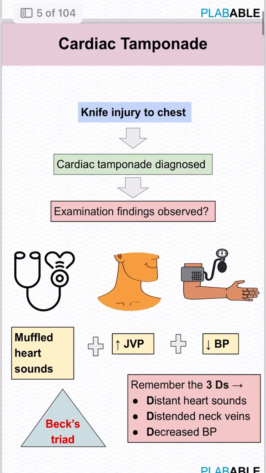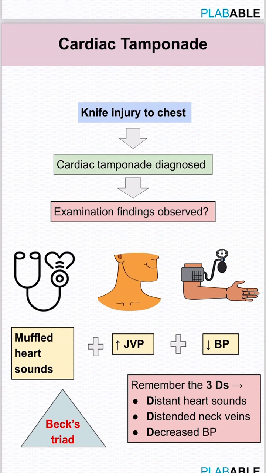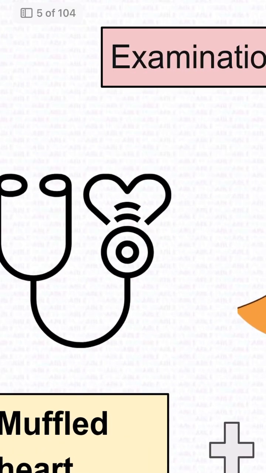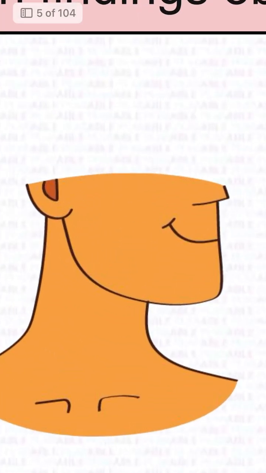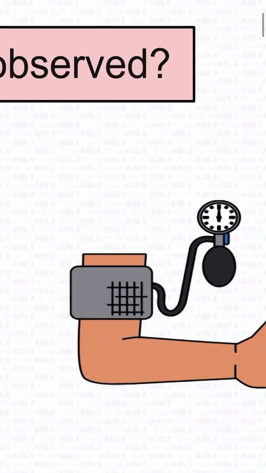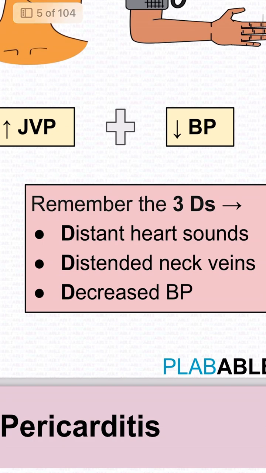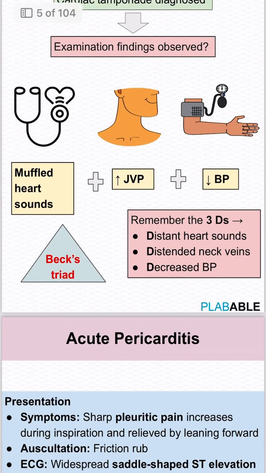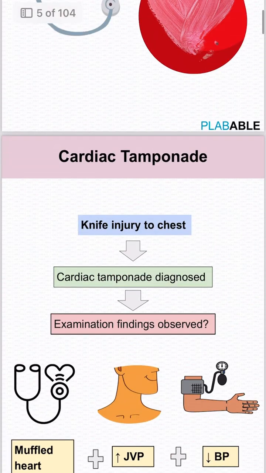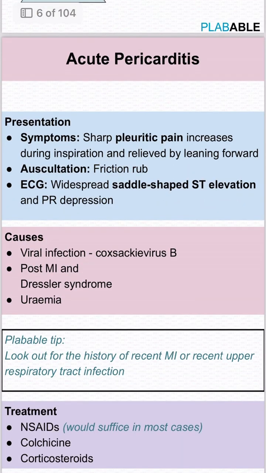So here is a case. If a patient presents with a knife injury to the chest and you diagnose cardiac tamponade by examination findings like muffled heart sounds, distended neck veins, raised JVP, and hypotension. So this is all about Beck's triad and the 3Ds: distant heart sounds, distended neck veins, and decreased BP. We have done cardiac tamponade, and now let's start acute pericarditis.